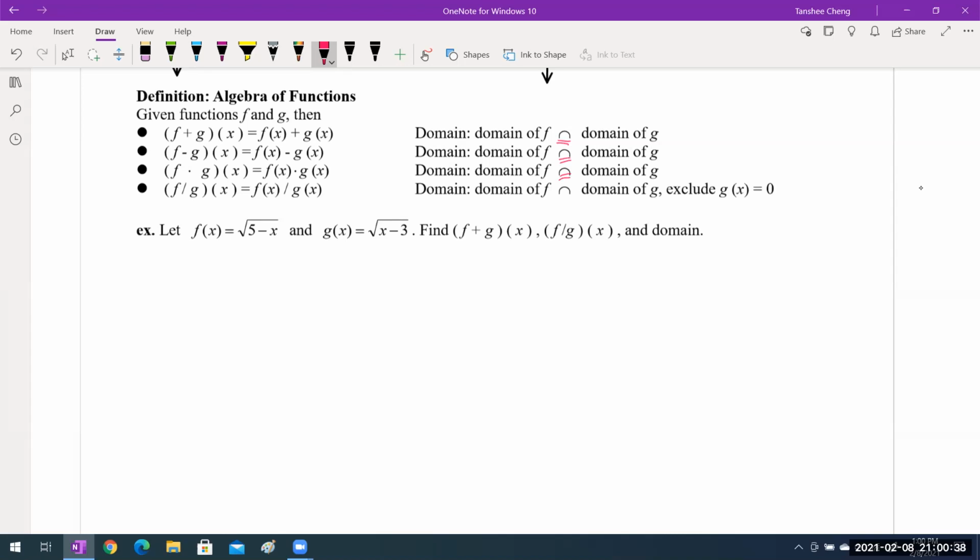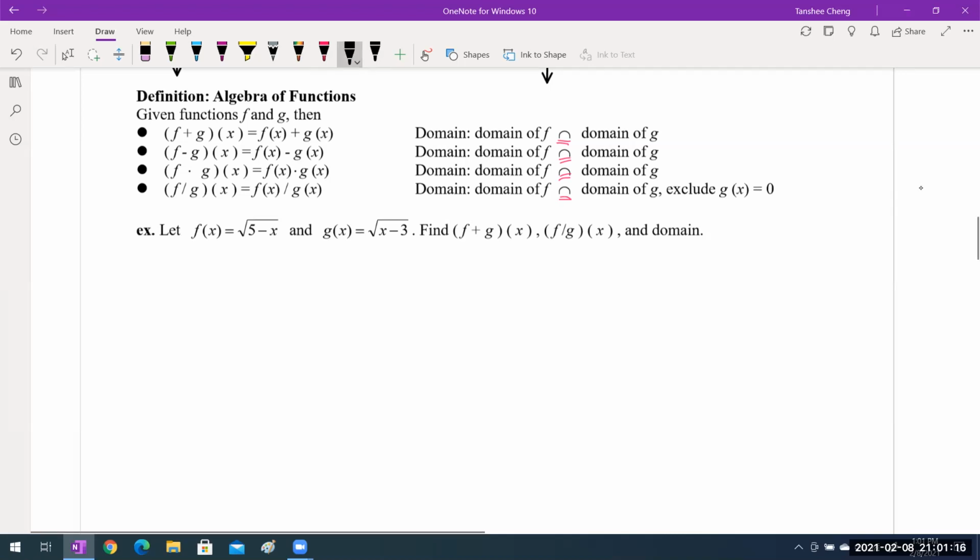However, in divisions, the quotients, it's not only that you need to consider the intersection of the domains of f and g, but also you need to exclude any x value which is going to make the denominator function go to 0, because that is undefined, right? That's an old concept that we have. So you are excluding from this intersection any x value that's going to make g of x equal to 0.